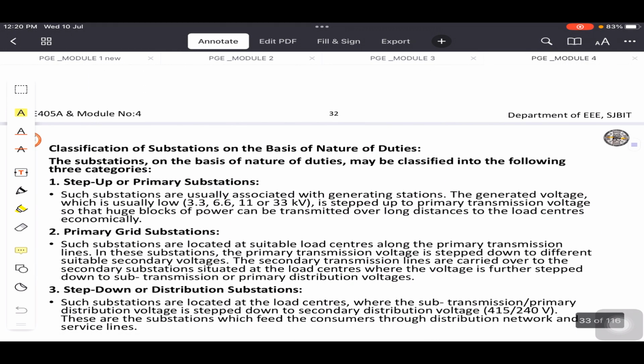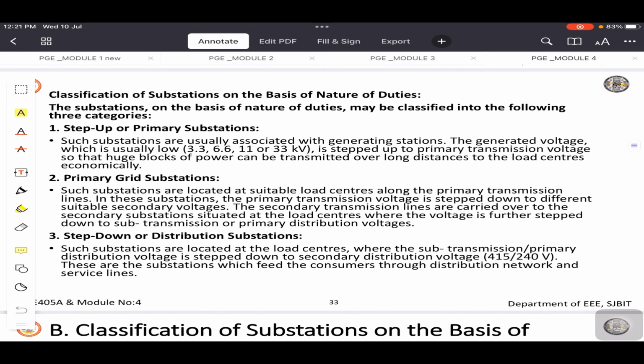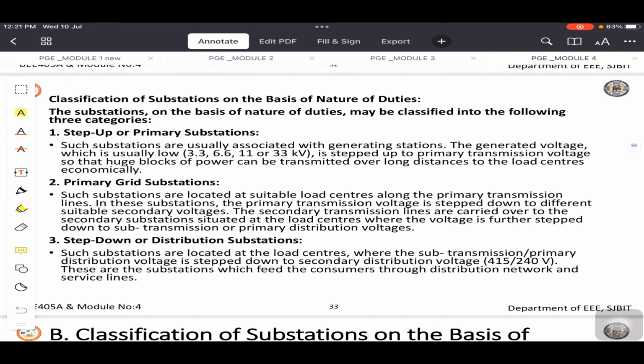Now the first one, classifications of substation based on the nature of duties. As the name indicates, the substation is further classified into 3 types, that is step up or primary substation, primary grid substation, and step down or distribution substation. Now let us understand when step up is used, what do you mean by primary grid substation, and what do you mean by step down or distribution substation.